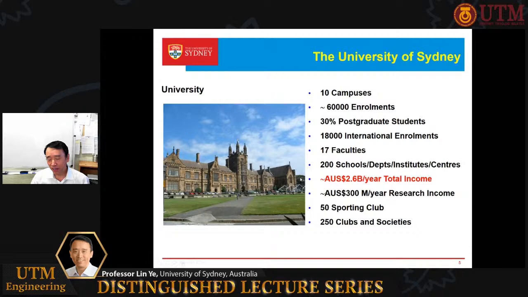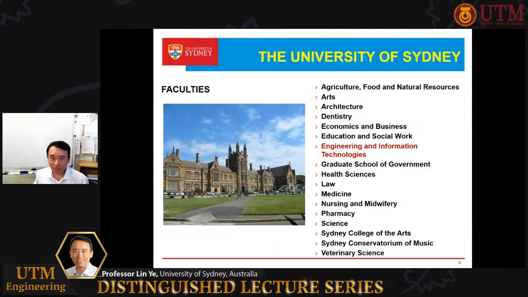Then we have very active student clubs, like rowing, swimming, cycling, whatever. There are a lot of clubs and societies for a very enriched student life on campus and a good experience. Here is a list of the university faculties. Starting from agriculture, food, and arts, architecture, dentistry, economics, education, engineering. Then we have health, law, medicine, nursing, pharmacy, science, college of arts, then the conservatorium of music, and also veterinary science. You can see it covers almost everything in society.